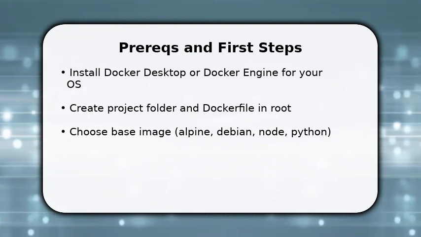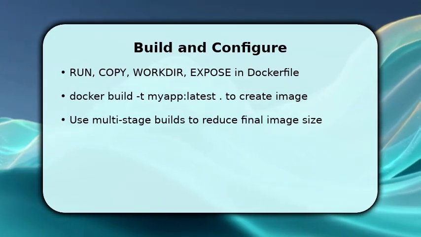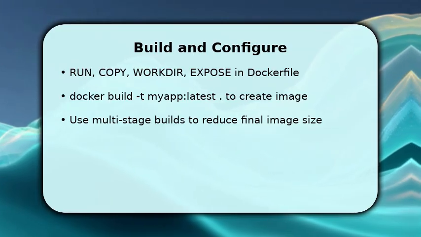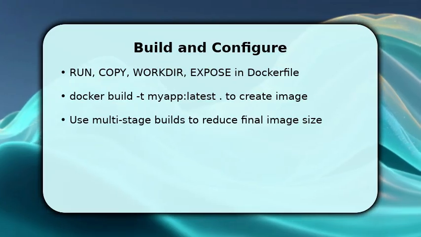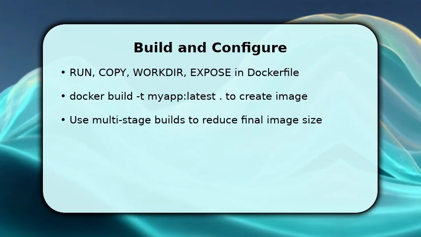You now write the Dockerfile instructions that control image creation. Set WORKDIR, copy your app, run install commands, and expose the port your app listens on. Then run docker build -t myapp:latest to create the image. Docker executes each layer and caches results for faster rebuilds.